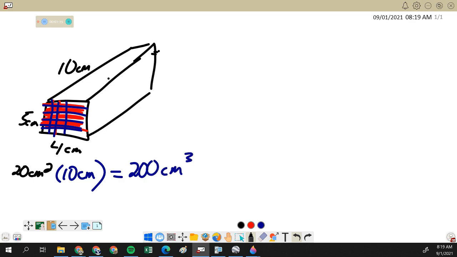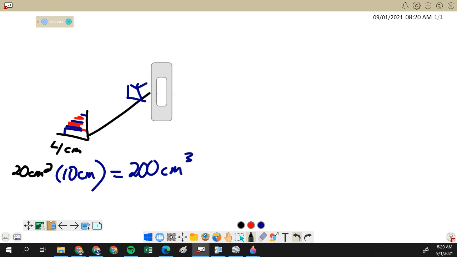centimeters cubed. What is a cubed centimeter? Well, this shape right here, oh, that's a really bad job. Anyway, there's a cube right there that is 1 centimeter by 1 centimeter by 1 centimeter. And if I were to add all of those up, there would be 200 in that shape. Okay.